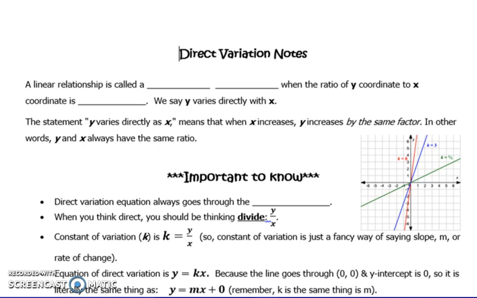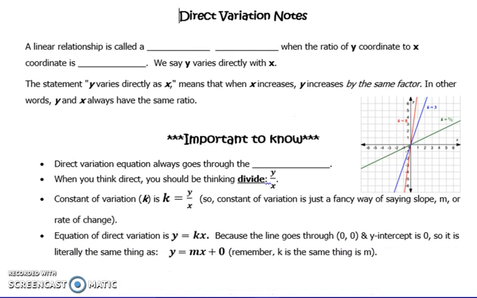Now, if we look at the notes, the big thing to keep in mind when it comes to direct variation is that it is still a linear relationship. We're going to call it a direct variation when the ratio of the y-coordinate to the x-coordinate is constant. And if we think back to English and the word constant, it means it stays the same. You will see it written as y varies directly with x. What that means is every time x increases, y increases by the same factor. If x decreases, y decreases by the same factor.